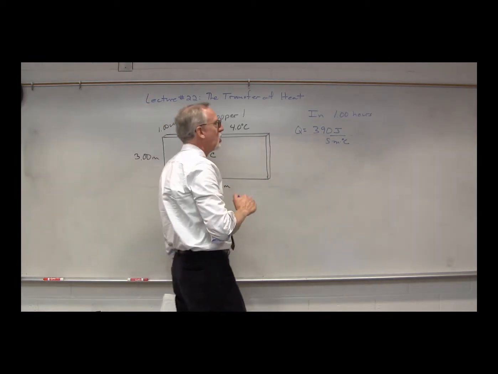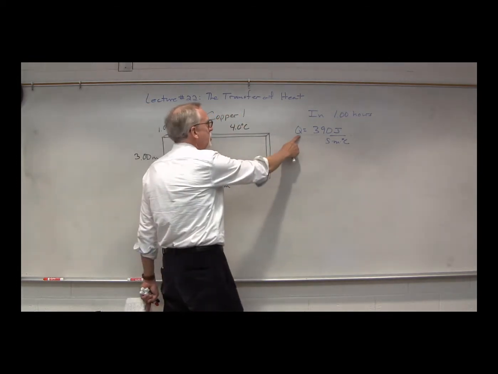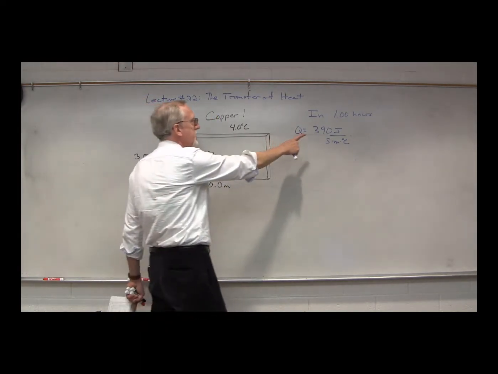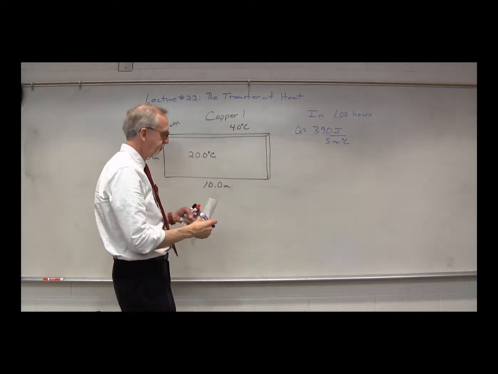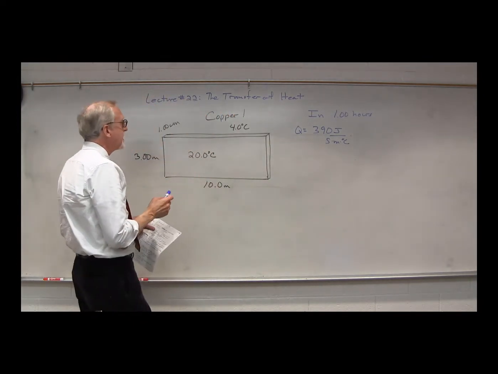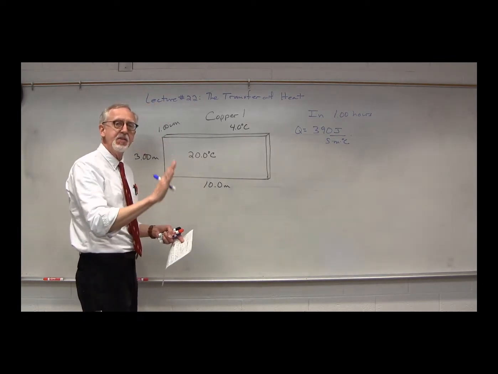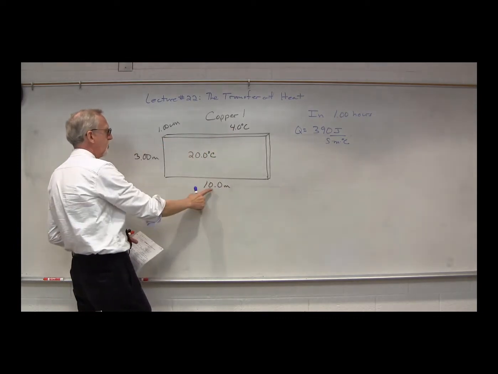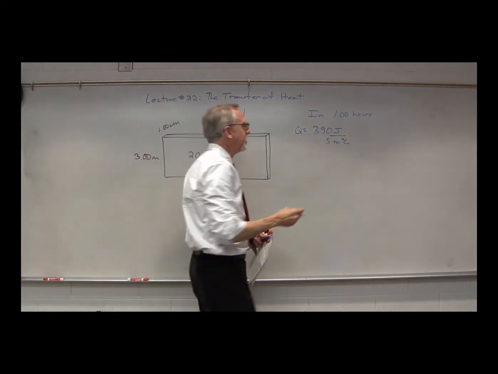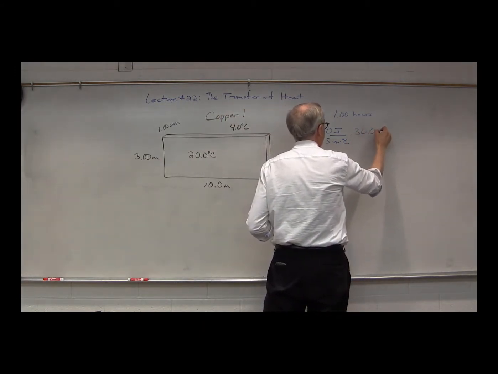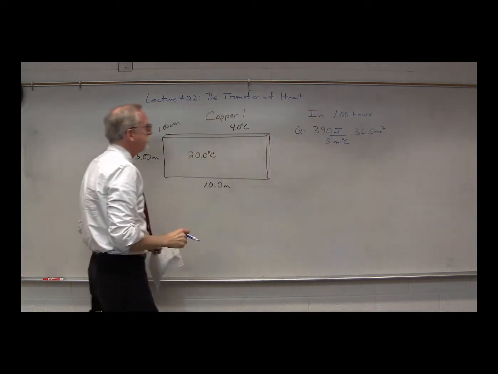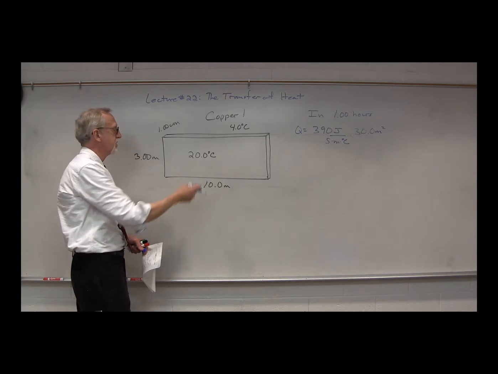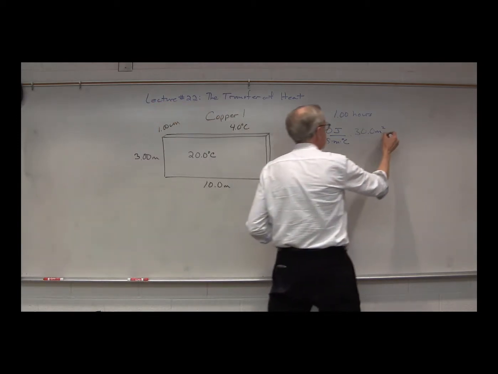So in a time of 1.00 hours, Q is equal to, well, K, the thermal conductivity for copper, is 390 joules per second meter degree Celsius, times A. Now what's A? Remember, A is the area that's separating the two temperatures. In that case, it would be this area of the wall, which would be 10 meters by 3 meters, 30 meters squared, times delta T. Now we've got 20 degrees on one side, 4 degrees on the other. That's a temperature difference of 20 minus 4, 16 degrees Celsius.